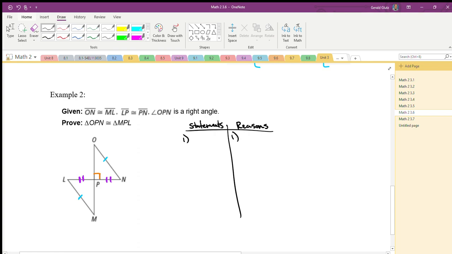So number 1, always write what they give you first. So ON is congruent to ML. LP is congruent to PN. And then the measure of angle OPN is 90 degrees, or it's a right angle. Those all are the same thing. So these are all given.